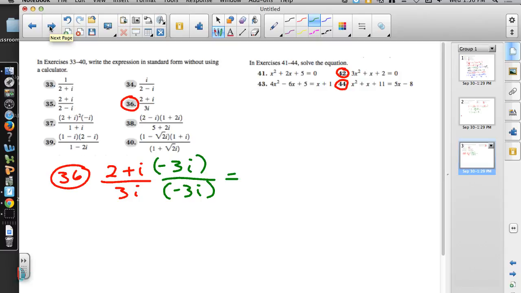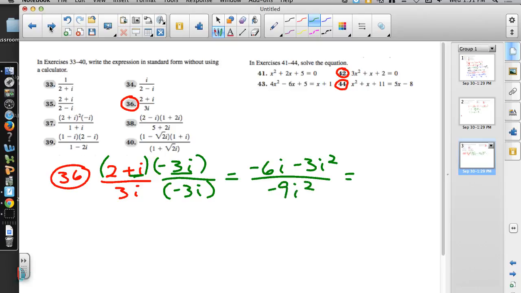So on the top, we're really going to be distributing a negative 3i times the 2 plus i, which will give us a negative 6i. And then positive i times negative 3i will be a negative 3i squared. And on the bottom, negative 3i times negative 3i will be a negative 9i squared.